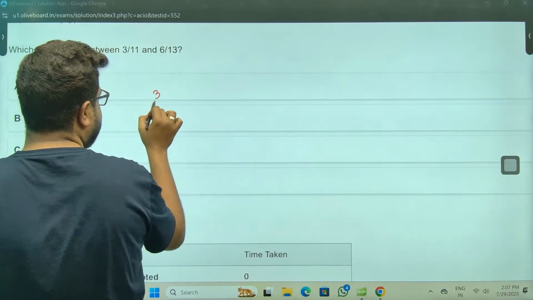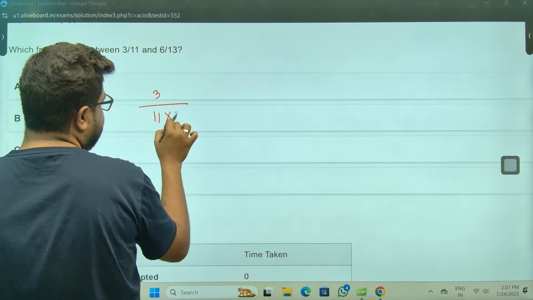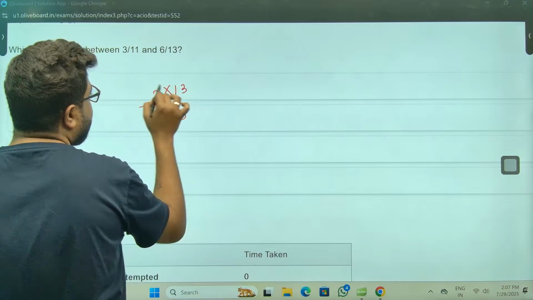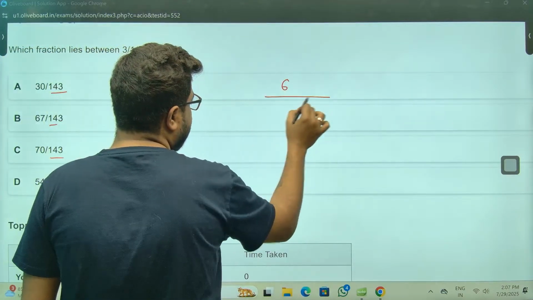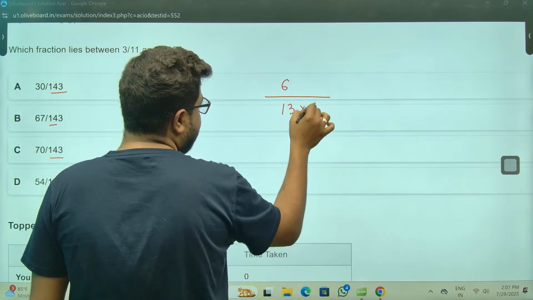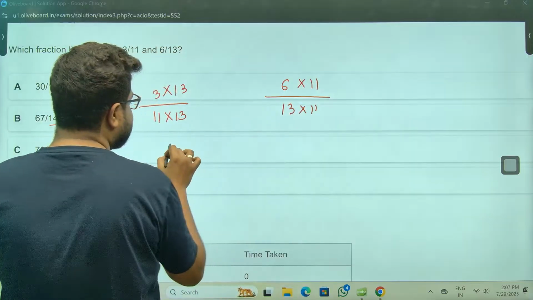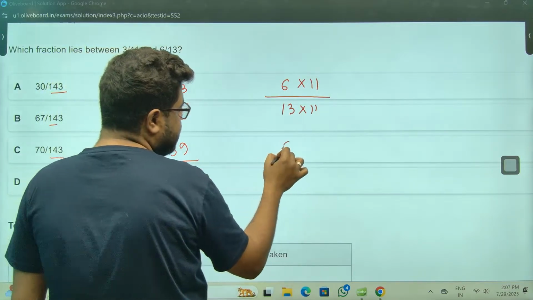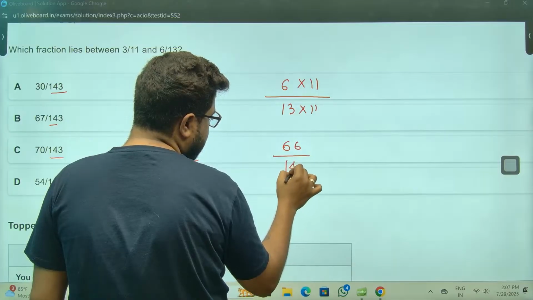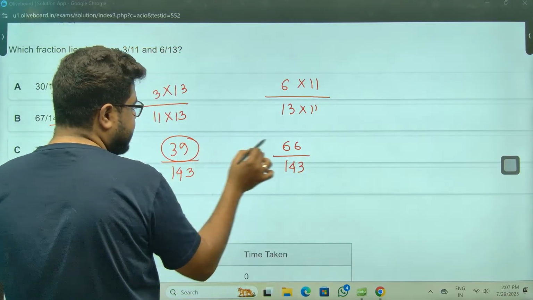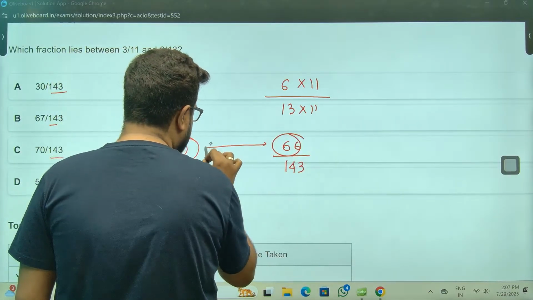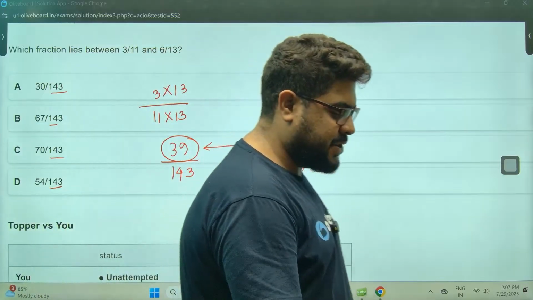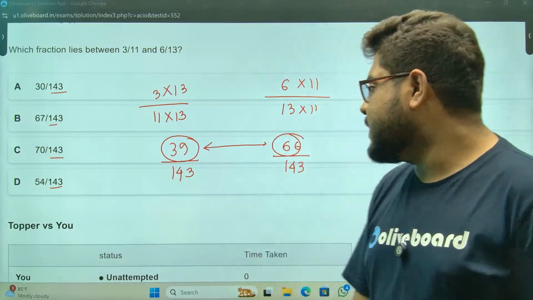3 by 11, so multiply 13 to both the ends. And 6 by 13, sir, multiply 11, 11. So this is 39 by 143 and 66 by 143. So anything in between 39 and 66, just look at the options and tell me the answers yourself.